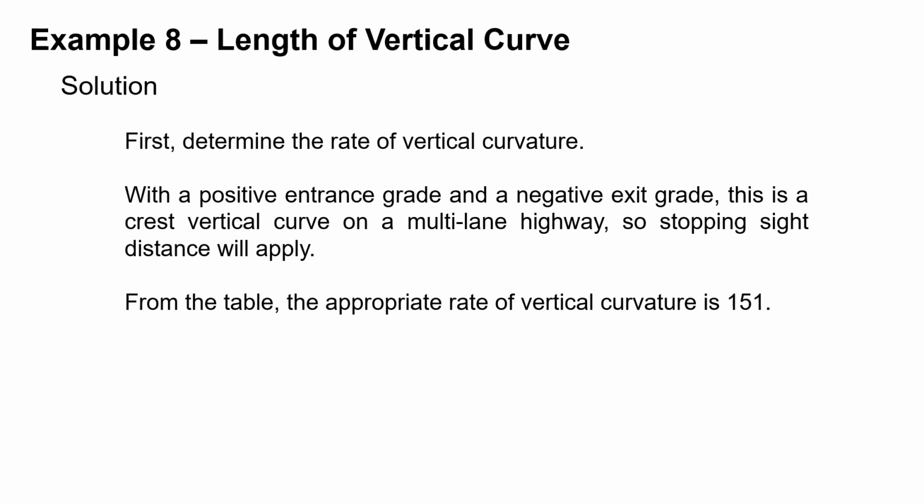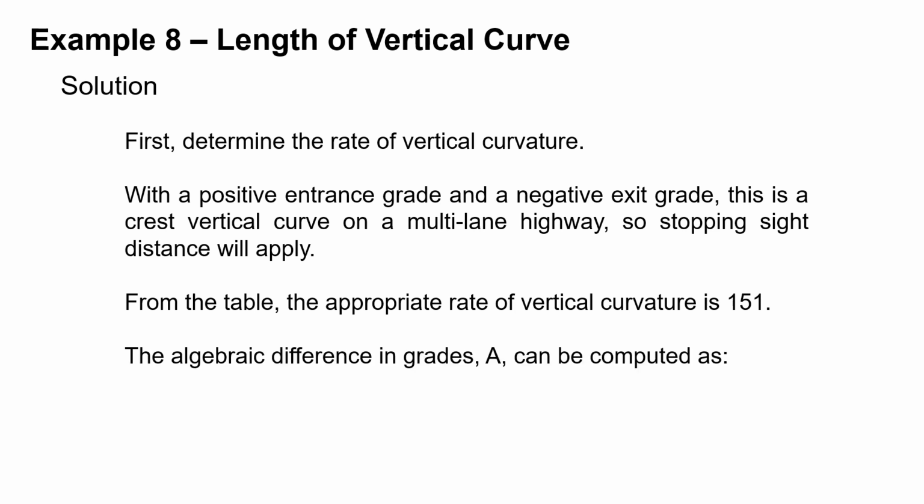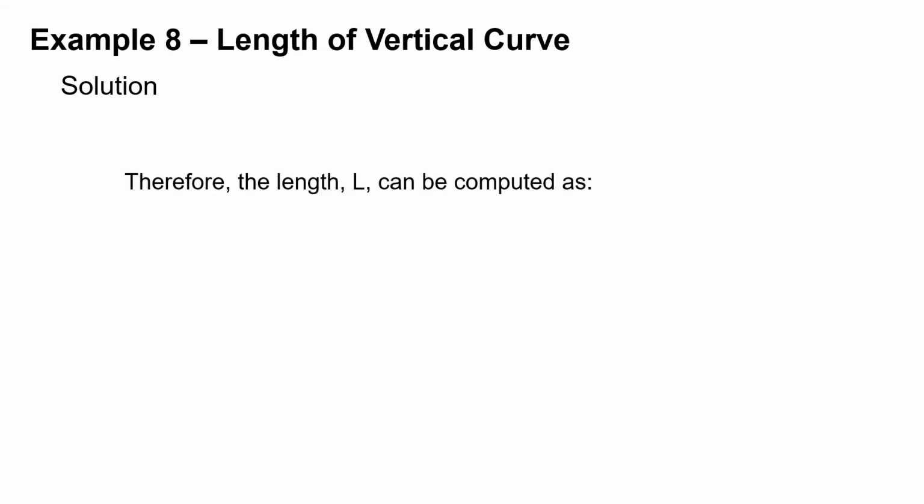It wasn't explicitly given as a design speed, but that's what it's intended to be, the design speed of the highway. The algebraic difference in grades A can be computed as G2 minus G1, so 4.4% minus negative 3% gives us an A of 7.4%. Therefore, we can compute the length. L equals K times A, so 151 times 7.4 gives us a length of 1,117.4 feet. Again, that's the minimum, so the designer can choose to use a larger value if needed.